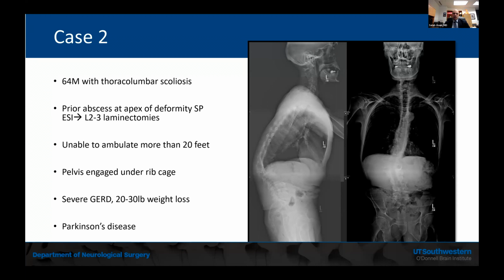So he resisted surgery for a long time until he had an epidural injection for radicular pain right at the apex of his spine. He was unfortunate enough to get an abscess from that, which led to spinal cord compression there, and then a laminectomy there. The laminectomy made him much worse because you took out the posterior tension band and made him kyphose forward more. So he came to us fairly miserable. And if you look here, the pelvis is also engaged under his rib. And he came to us after losing 20 pounds in the span of maybe a couple months.